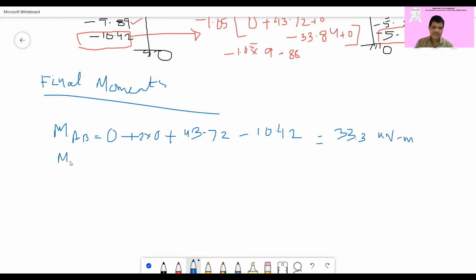Similarly, MBA will be 0 far end, near end will also be 0. Sorry, near end will have this value, 2 into 43.72. Far end will be 0, minus 10.42. And this value comes out to be 77.02 kilonewton meter.